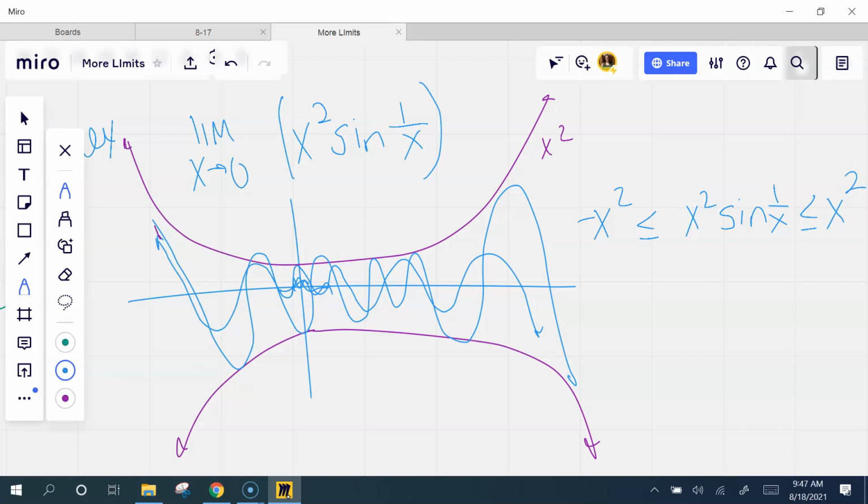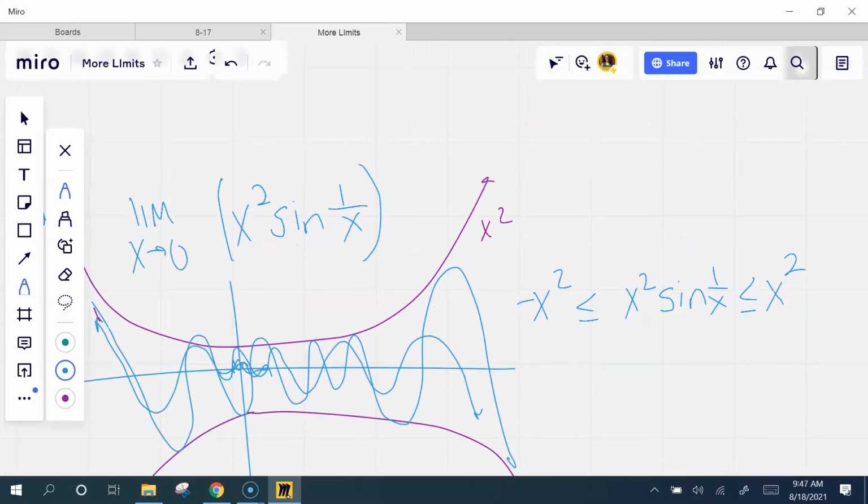Okay, so here's where I think about this. Do you agree that the sine of 1 over x will always lie between negative 1 and 1? Agree or disagree? It's always the y value of the sine, even though I'm flipping it over. The sine of pi over 3 is 3 over pi.